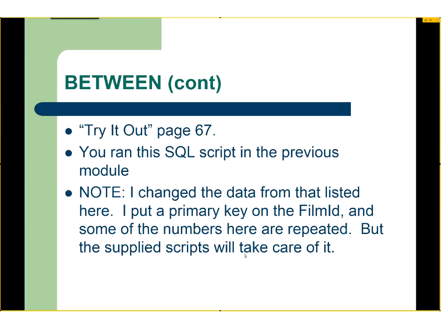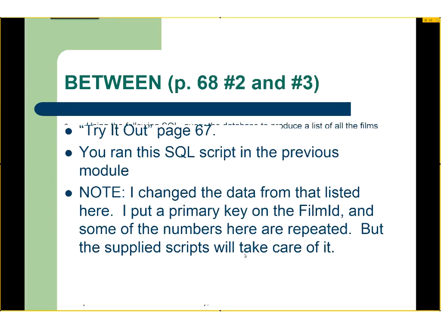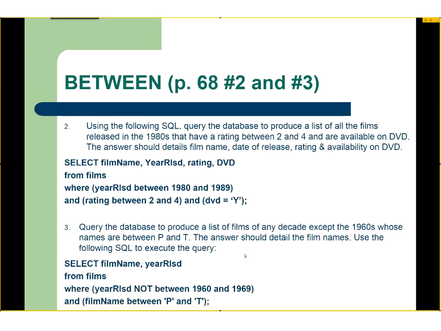There's a try it out on page 67. You ran that in your SQL script. You might look at that. I do want to make a note. There were a couple errors in the script for your book. And so I did make those changes in the scripts supplied to you to take care of it. It had something to do with a primary key, which we'll talk about later. Some of the numbers here were repeated, and I made sure that they weren't so that we could fix it later. Don't worry about that. Just realize that your data might be slightly different than what you see in the book for the ones that we ran for you.